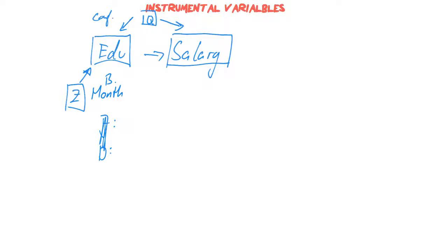So if that is true, if you have such a variable where the month you're born actually affects education, but the month you're born should not affect salary directly, then we can use that to find the effect of education on salary. And that's the basic theory here. And it's a beautiful method if it works, because you don't have to worry about any of these variables that usually cause so many problems.